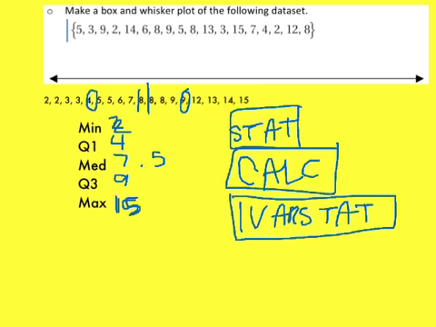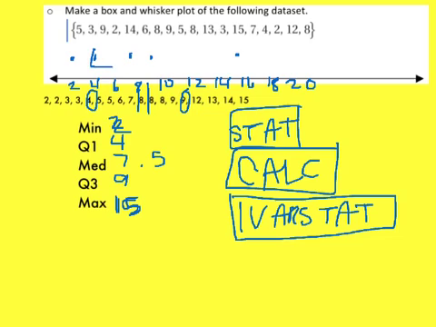Okay, once you've got those numbers, this is what you're going to do. You're going to plot each of the numbers. So your minimum is 2, so you put a little dot at 2. And then quartile 1 is 4, put a dot at 4. 7.5 is about right here. 9 is about right here. Maximum is about right here.